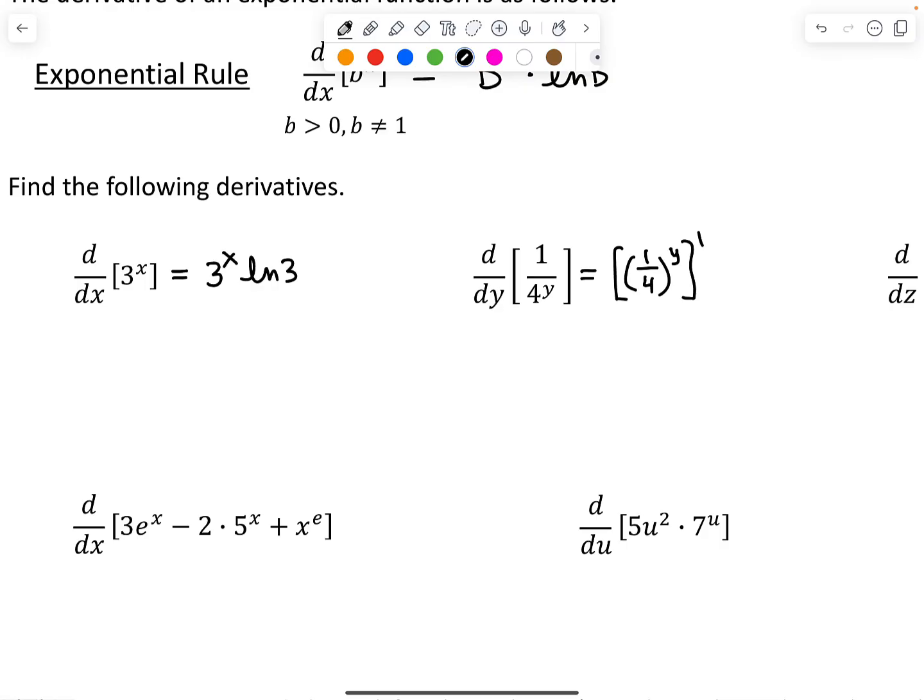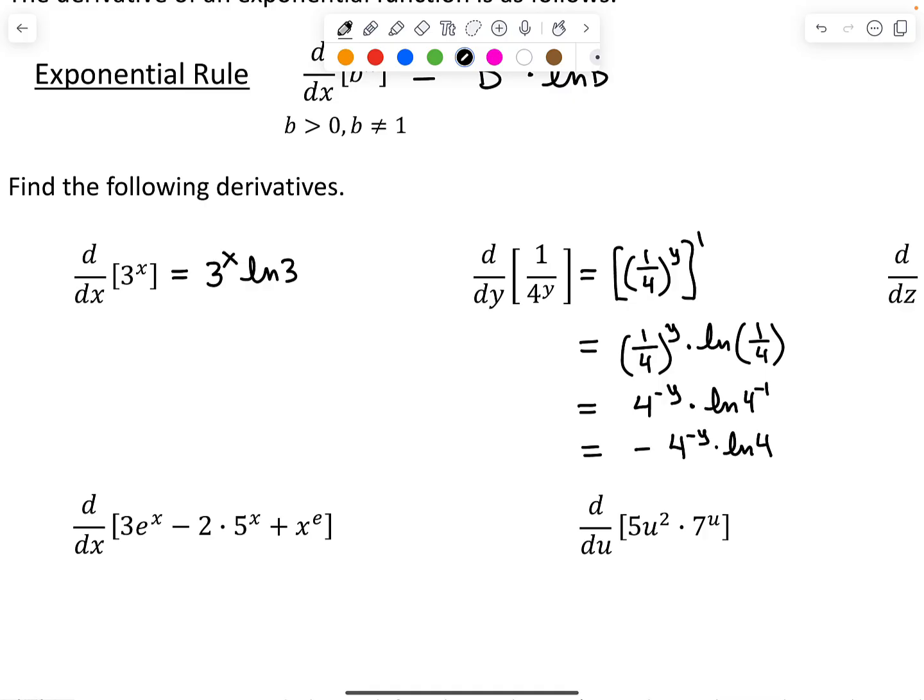This is just a constant raised to the independent variable. So the derivative will be itself times the natural log of 1/4. I could write this as 4 to the negative y times the natural log of 4 to the minus 1, and then use that log property where this negative 1 comes down as a coefficient. So an alternate way to write this derivative would be negative of 4 to the negative y times natural log of 4. Any of these is acceptable for the derivative of this function.